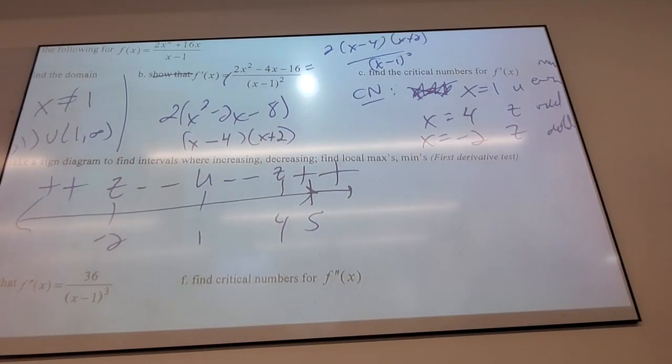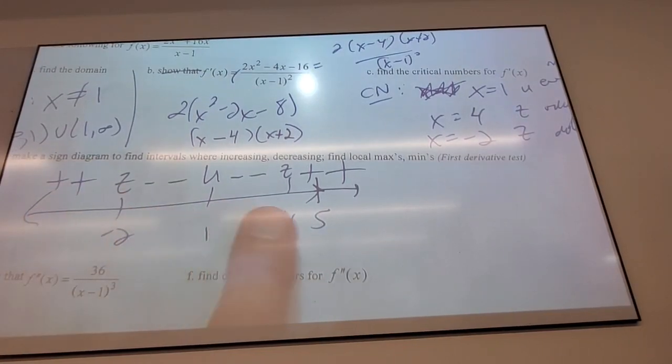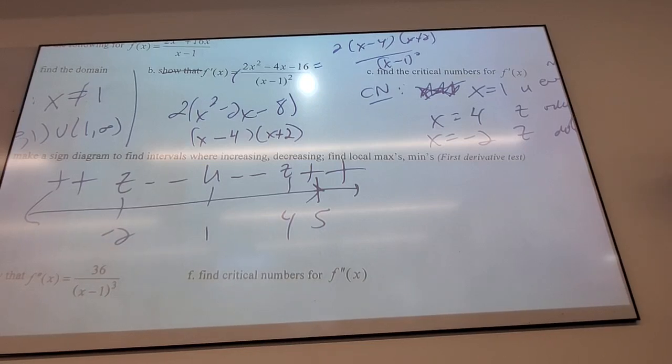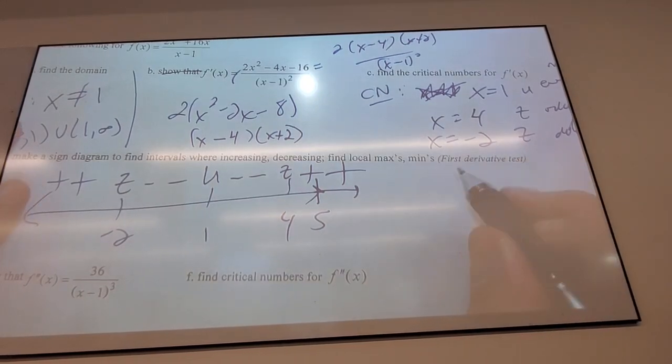If you don't like the multiplicity, if you don't think you're going to remember it, you could just plug numbers in from every region. That's fine. So, what's true about -2? What is that the location of?